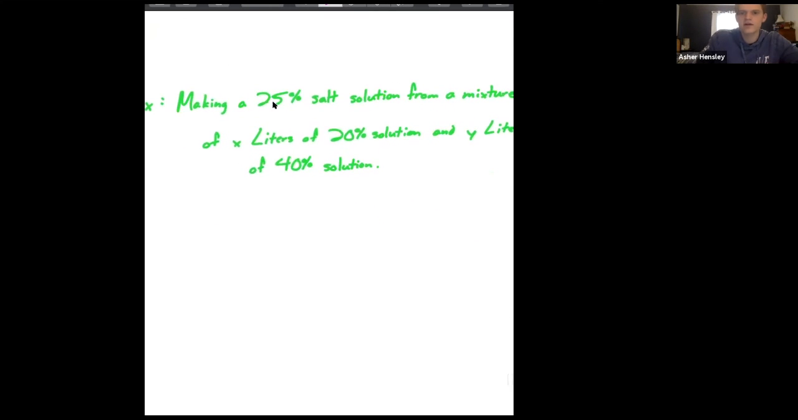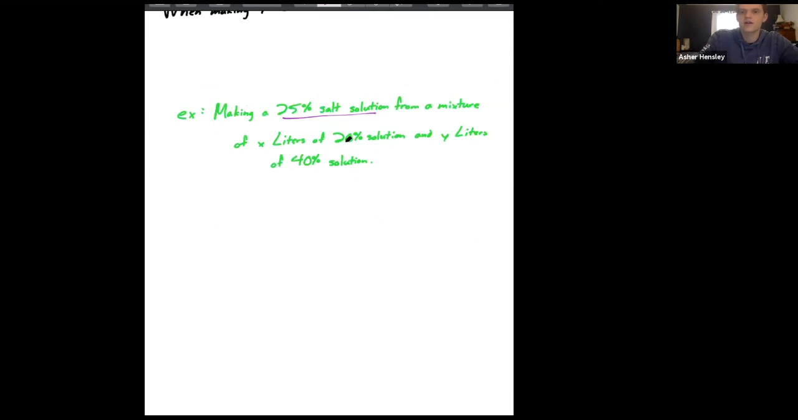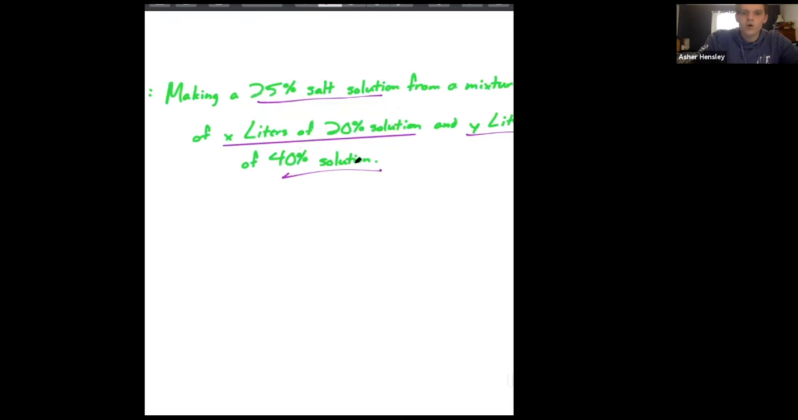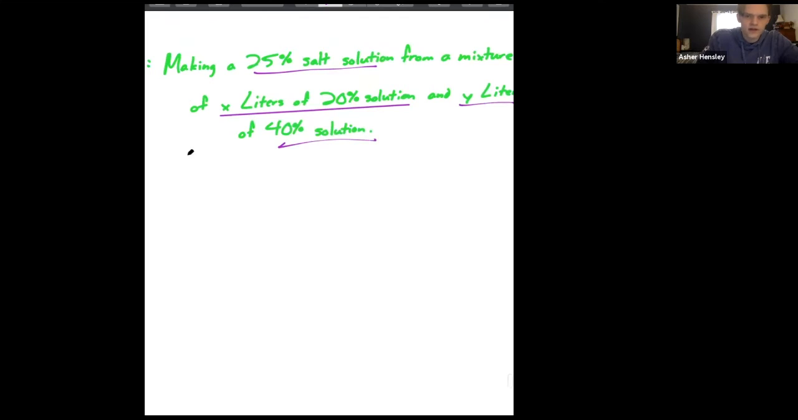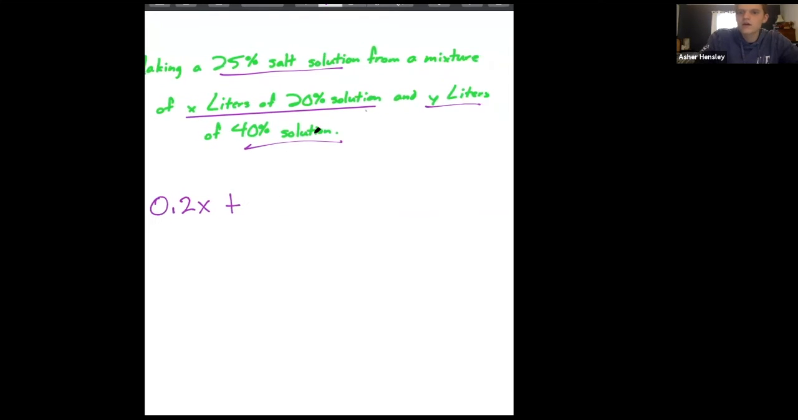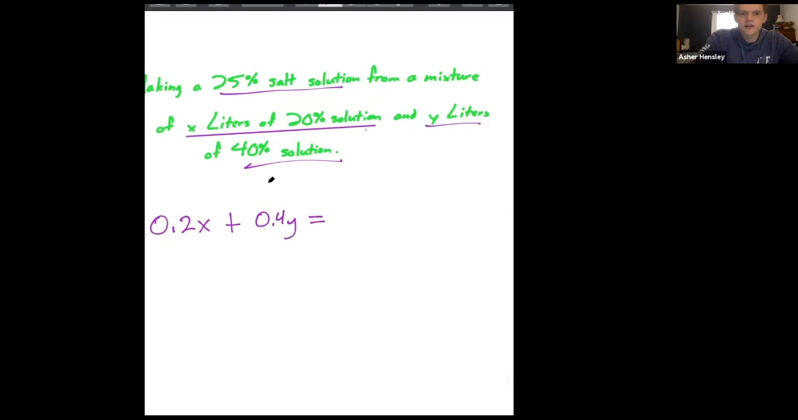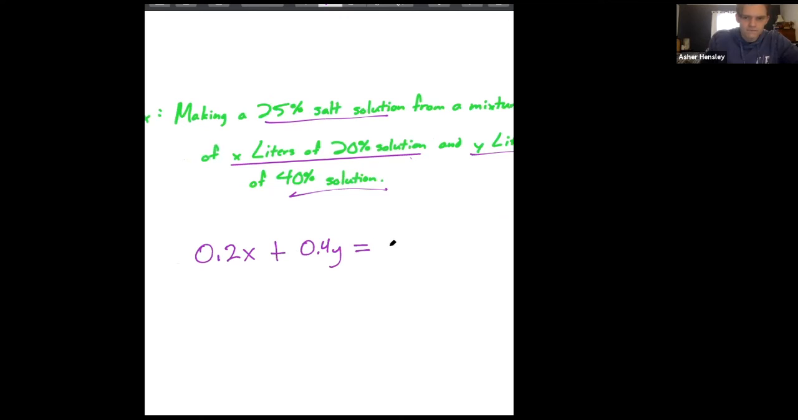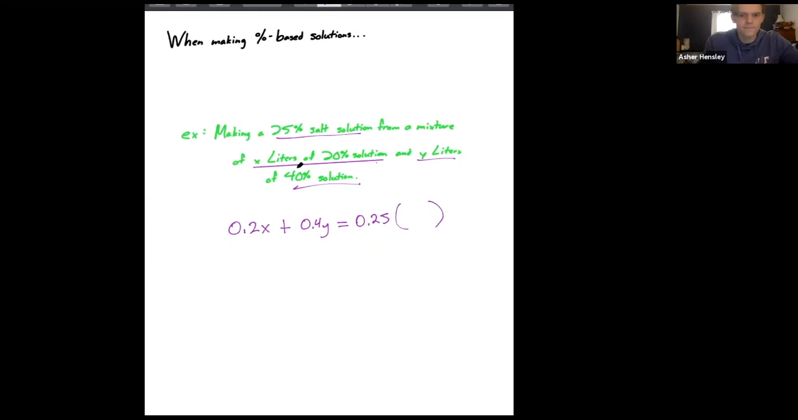So if I'm making a 25% salt solution from a mixture of X liters 20%, Y liters 40%. If I'm doing X liters of 20% solution, that's the same thing as saying 0.2X plus 40% of Y is 0.4Y equals, and my desired amount is 25%. So it's going to be 0.25. But what am I multiplying this by, you guys? If I'm combining these two together, what am I multiplying my 0.25 by?